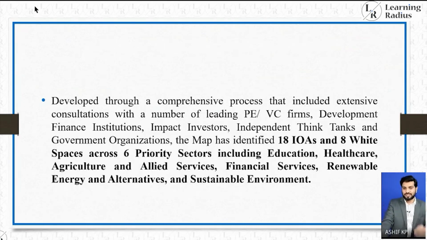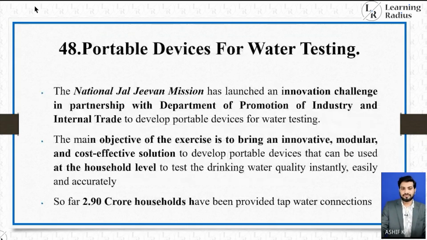Developed through a comprehensive process that included extensive consultation with a number of leading PE or VC firms, development finance institutions, impact investors, independent think tanks, and government organizations, the map has identified 18 IOAs and 8 white spaces across 6 priority sectors, including education, healthcare, agriculture and allied services, financial services, renewable energy, and alternatives and sustainable environment.